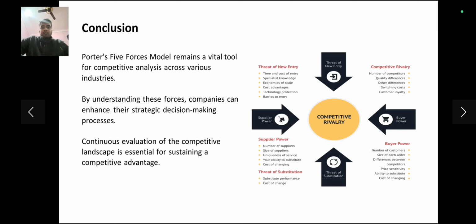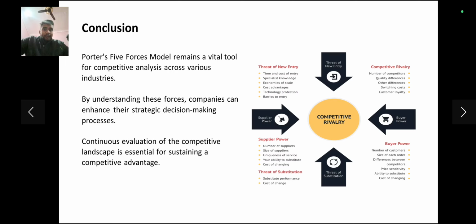Conclusion. Porter's Five Forces model remains a vital tool for competitive analysis across various industries. By understanding these forces, companies can enhance their strategic decision-making processes. Continuous evaluation of the competitive landscape is essential for sustaining a competitive advantage.